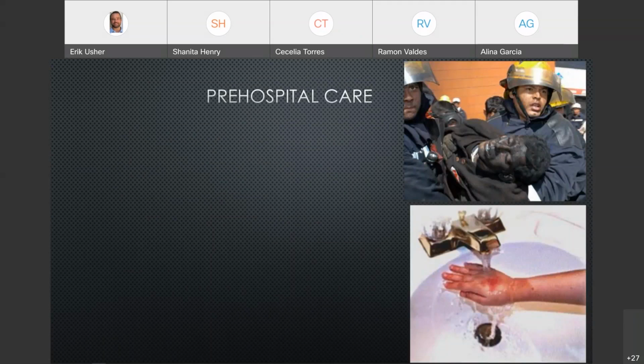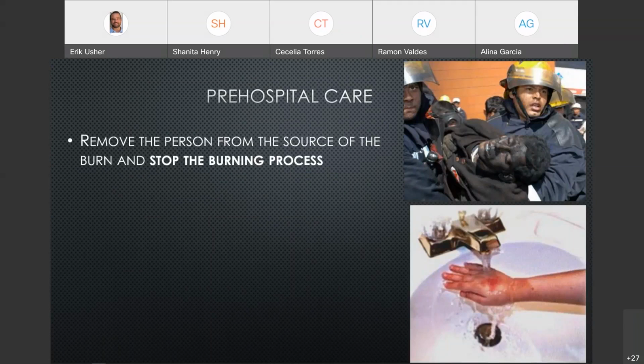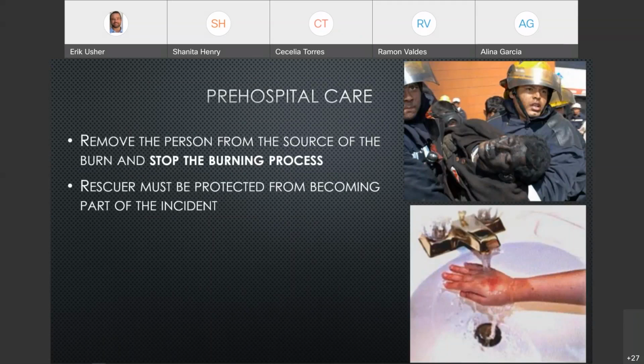So in the pre-hospital phase of it, we want to remove the person from the source, stop the burning process. It's very important. But in the same breath, we want to watch out for ourselves. You don't want to become part of the emergency. And those of you I've had in simulation or even just clinicals, I say this a lot. It's not your emergency. It's their emergency that you're a part of. So don't get too rambunctious going in there where you get injured and then you can't help anybody. So be cognizant of your own safety.